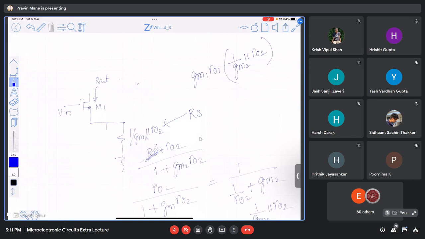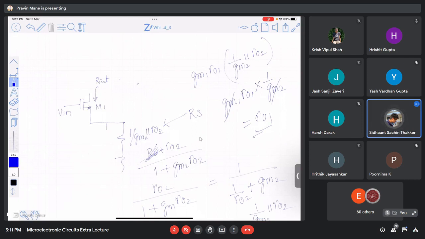That's all. And if I use the approximation 1 by GM1 RO1, what will be 1 by GM2 parallel RO2? 1 by GM2. And if GM1 and GM2 are equal, they get cancelled and the impedance becomes only equal to RO1. So that depends on the approximation. Is it clear how to calculate impedances in this case?